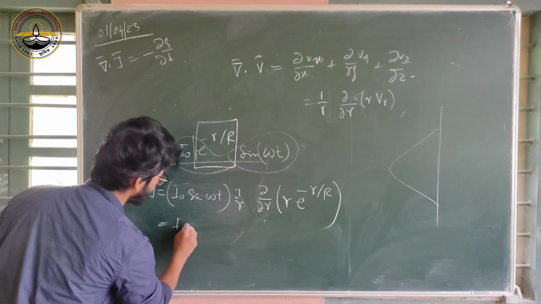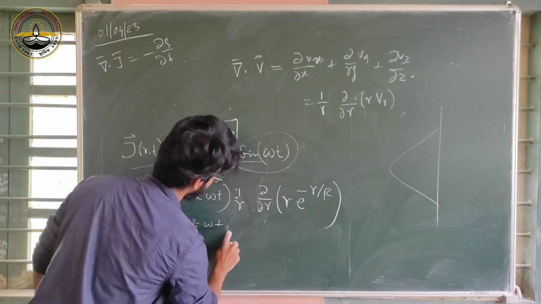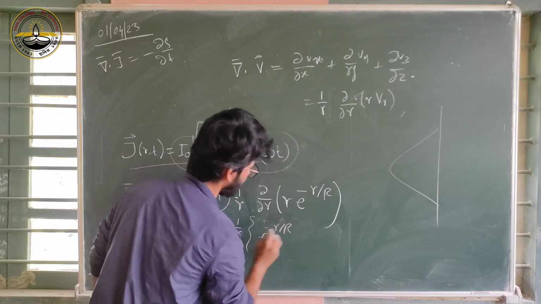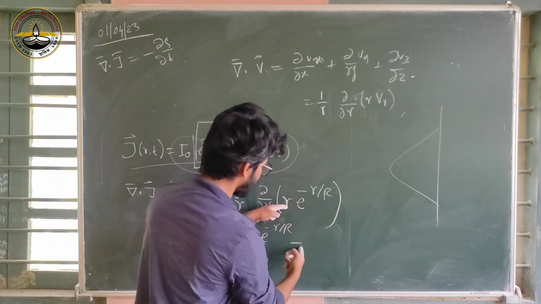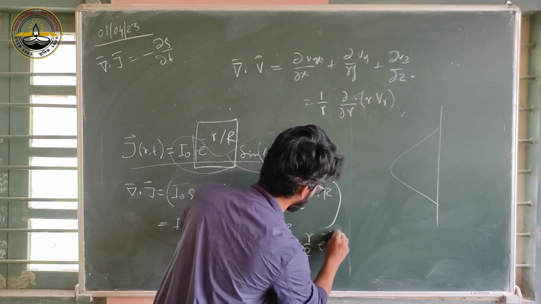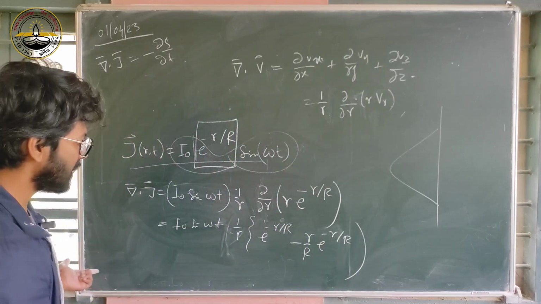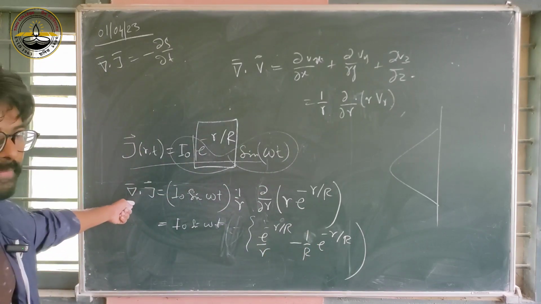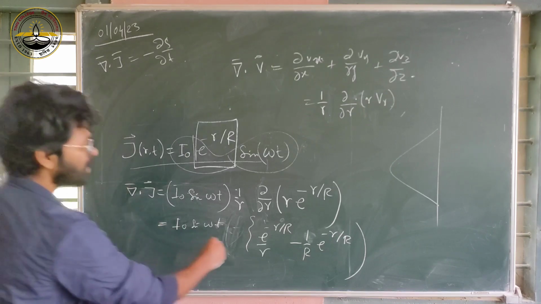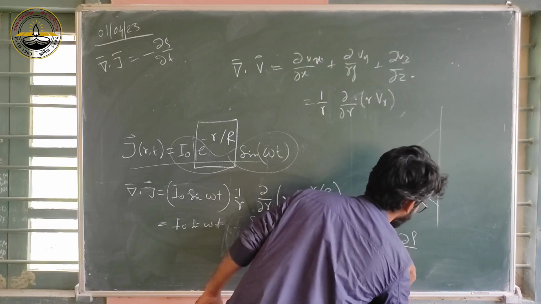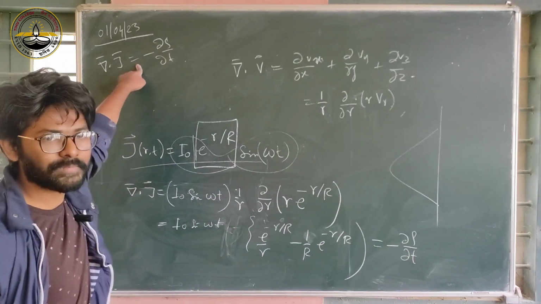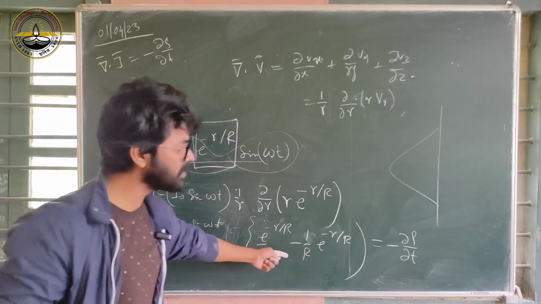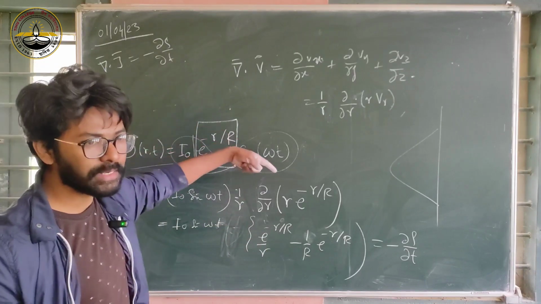So constant I naught sin omega t and 1 over r is there. And this will be e to the power minus r by r minus 1 over r times e to the minus r by r. So this is your divergence, right? That means what? This is your minus del rho by del t from the continuity equation, right? If del dot J is this, then del dot J equal to minus del rho by del t.